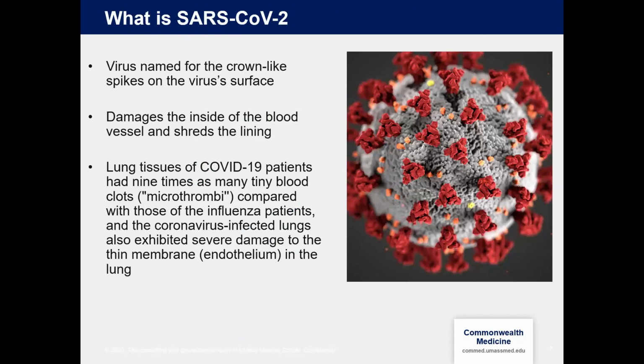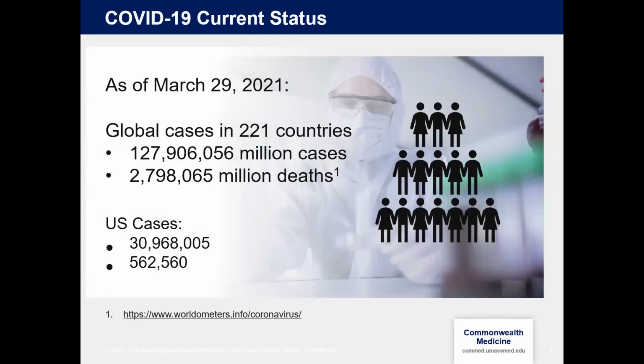It was named corona because of this crown-like spiking on the virus's surface, as you can see here. And really, this is not so much a respiratory virus as it is almost like a blood virus. It damages the inside of the blood vessels and shreds the lining. The lung tissues of COVID-19 patients had 9 times as many tiny blood clots, or microthrombi, they call them, compared to those who had influenza, which is a respiratory virus. And the coronavirus infected the lungs, but also exhibited severe damage to the thin membrane in the lungs called the endothelium.